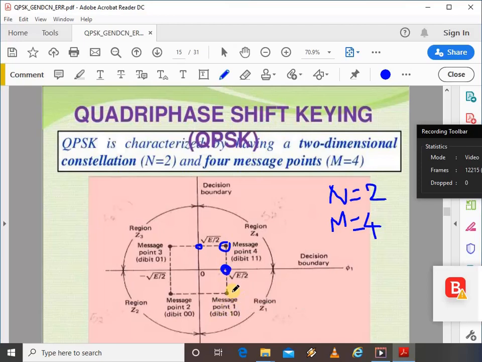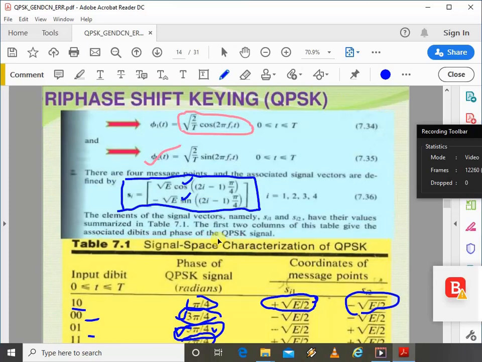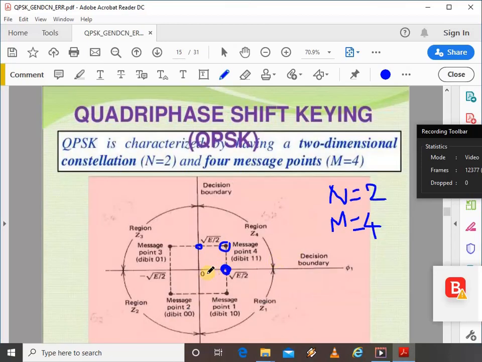Similarly, if I want to represent dibit 1 0, on the phi 1 axis, the magnitude of the message signal will be plus square root of E by 2, and on the phi 2 axis it is minus square root of E by 2. So on the phi 1 axis it is plus square root of E by 2, means this, and on the phi 2 axis it is minus square root of E by 2, means this.